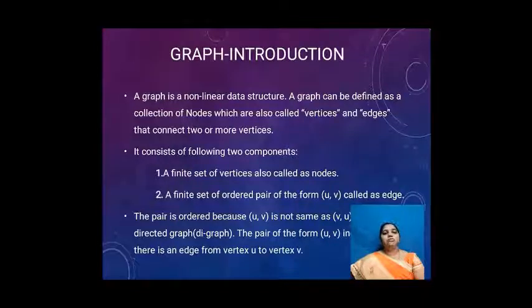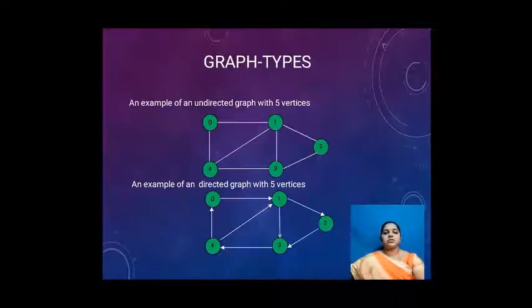A graph can be defined as a collection of nodes, which are also called vertices, and edges. The edges are used to connect two or more vertices. It consists of two components: a finite set of vertices, called nodes, and a finite set of pairs of vertices which form the edges. Using these vertices and edges, graphs are divided into two categories: undirected graph and directed graph.